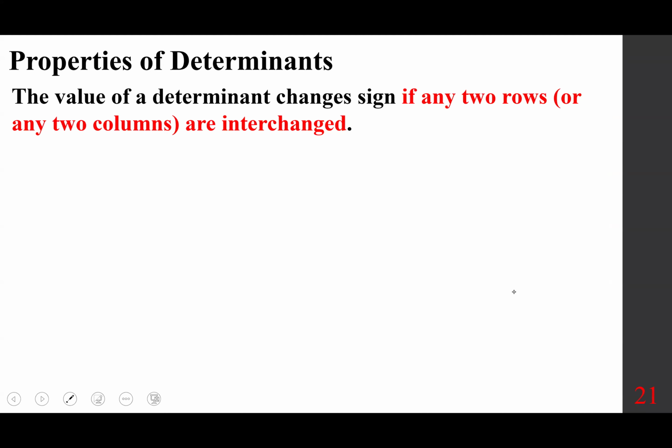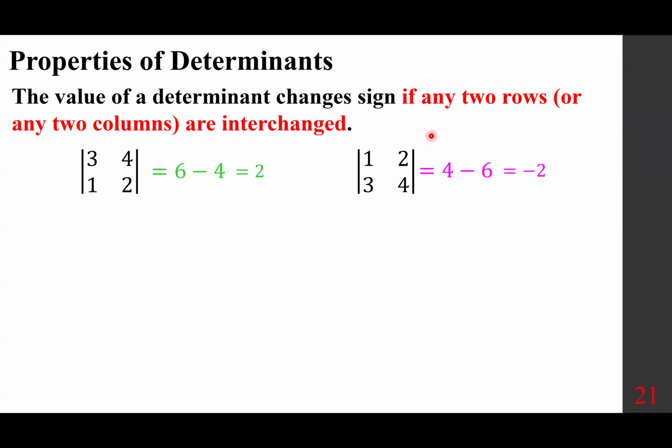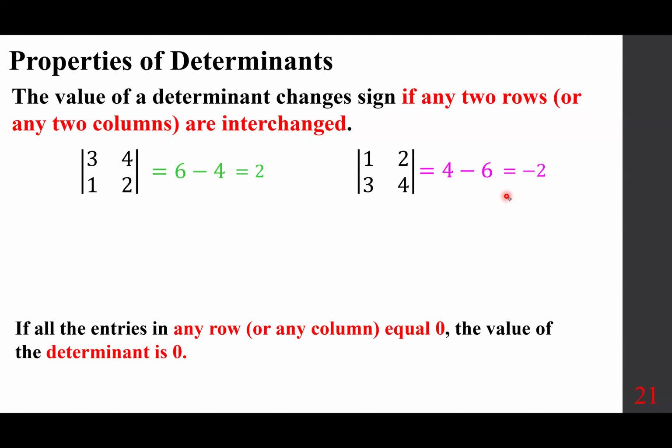Properties of determinants. The value of the determinant changes sign if any two rows or two columns are interchanged. So look at this one. 3 times 2 minus 4 times 1 is 2. If we change it, it's 1 times 4 minus 2 times 3. Because we changed the rows, the result is they are opposites.